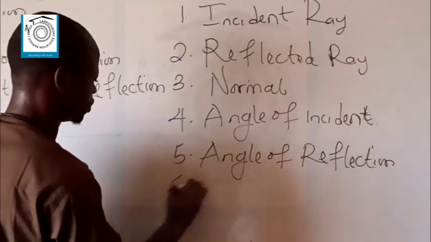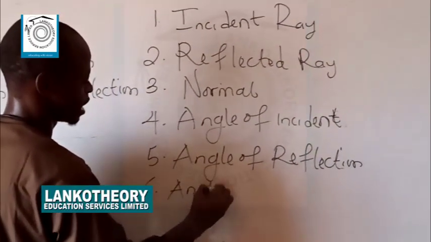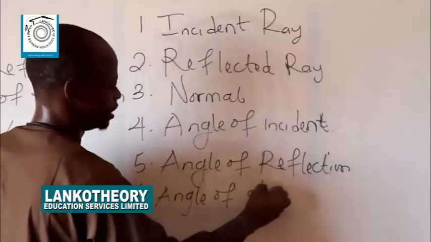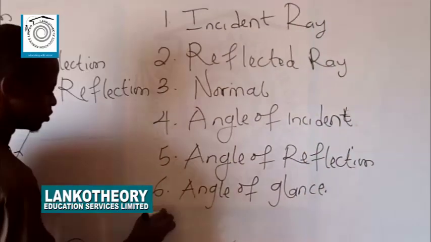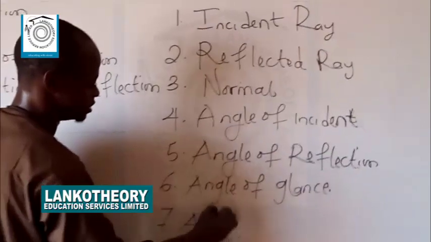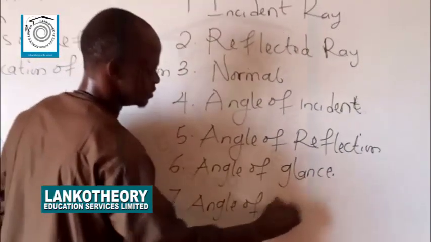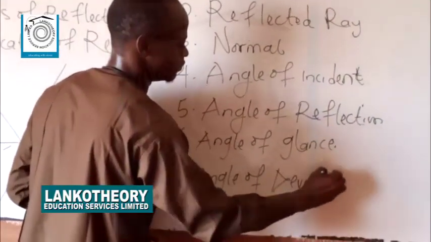And six, we have the angle of glance, or you call it the glancing angle. Seven, we have the angle of deviation. So those are the terms used in reflections.